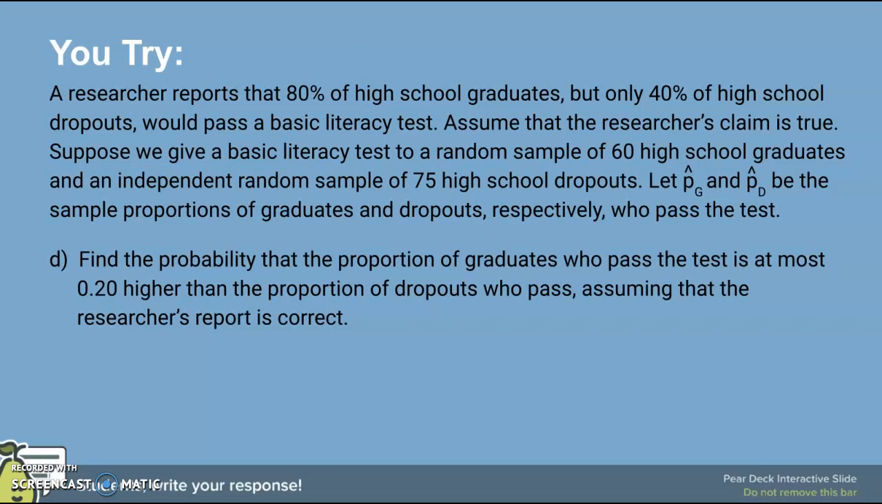And here's the last part. Find the probability that the proportion of graduates who pass the test is at most 0.2 higher than the proportion of dropouts who pass, assuming that the researcher's report is correct.